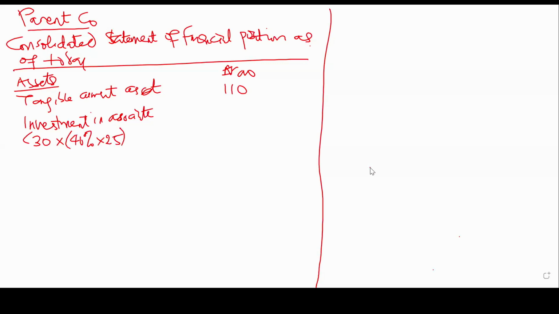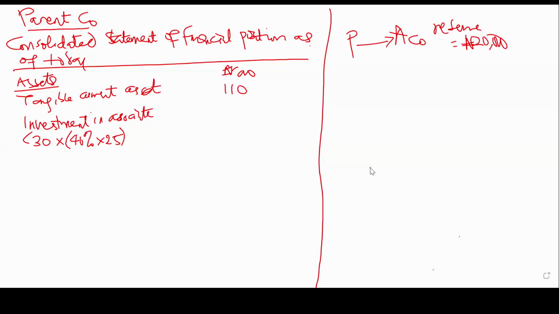We're expected to get 40% of this 25,000. However, mind you, you were also told that after the day when the parent bought ECO, all the reserves, the pre-acquisition reserve, was 20,000 naira. Now, what is this reserve?